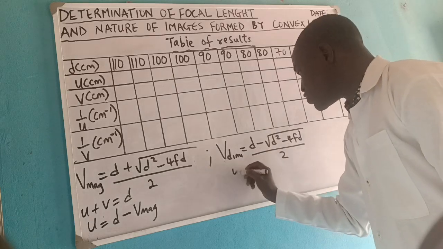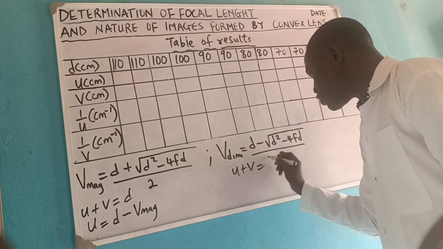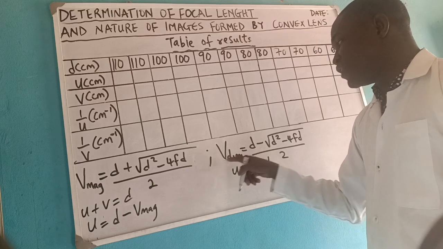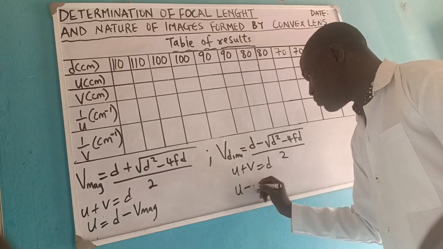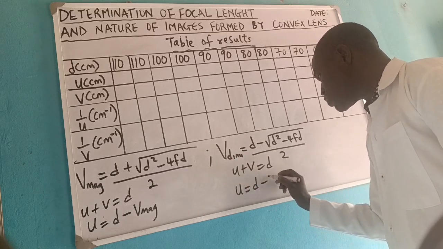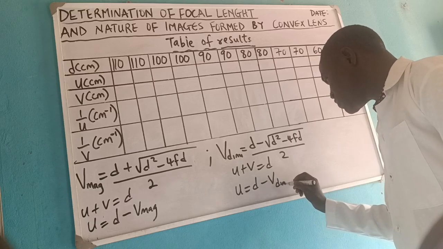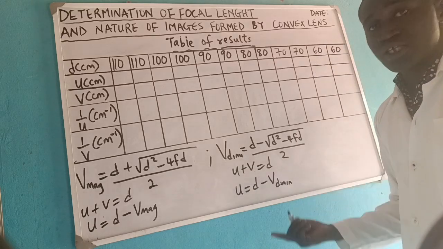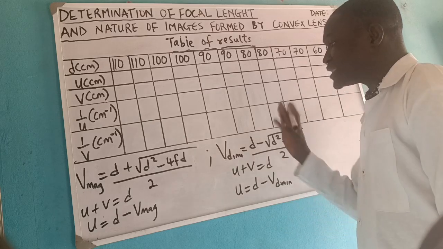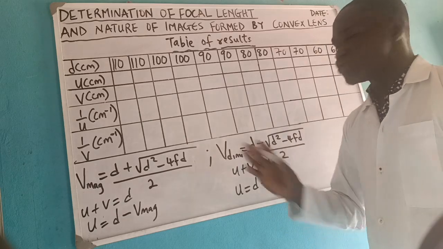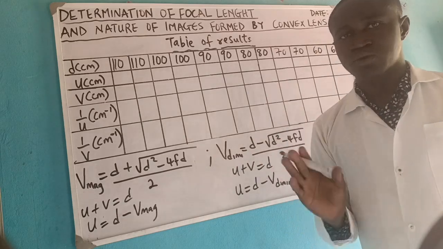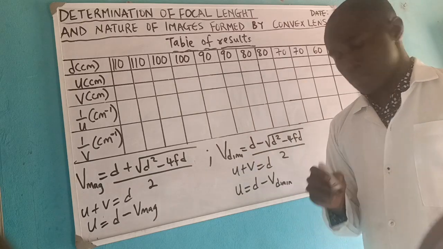Then same with this, u plus v equals d. If you get your v diminished, the position of the object will be equal to d minus v diminished. So that is just it. That is why we say in this experiment we use the formula method to run everything you want to run without wasting your time. Let's go.